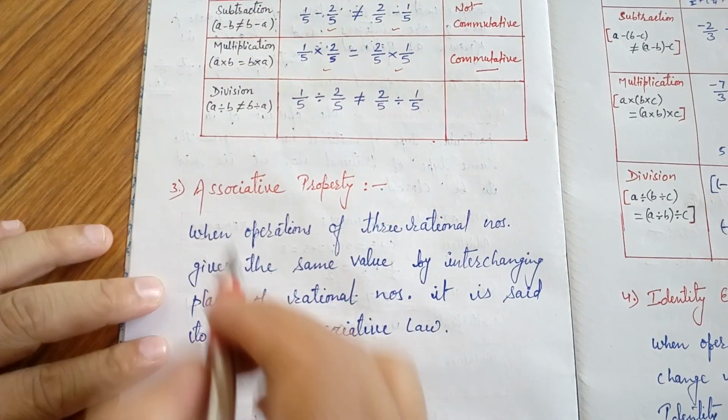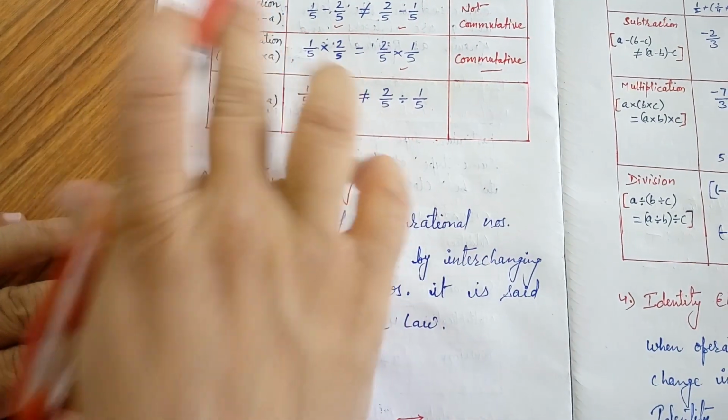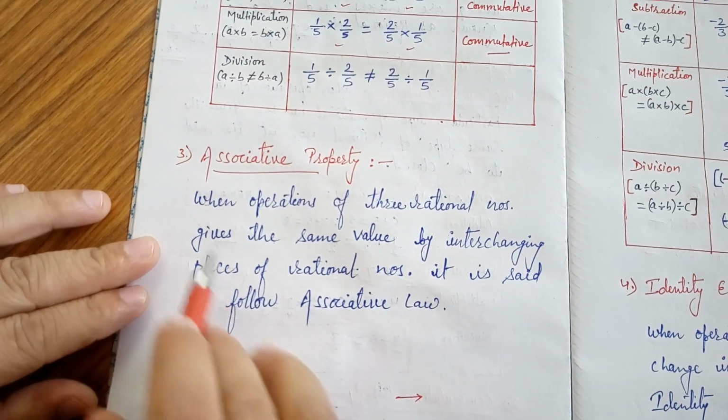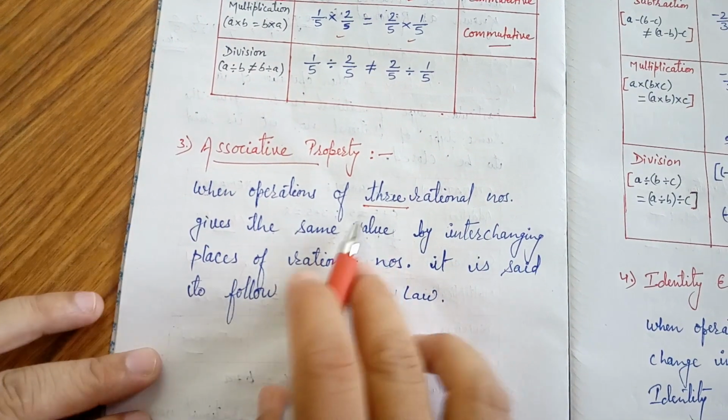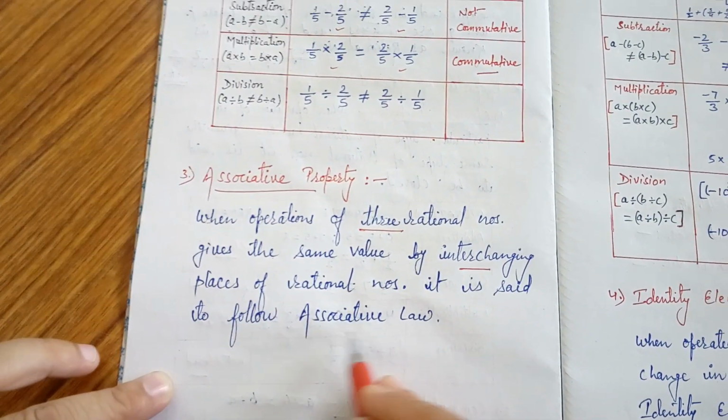Now associative property. When we operate on 3 rational numbers, where earlier we were taking 2, here we will take 3 rational numbers. 3 rational numbers give the same value by interchanging places of rational numbers.